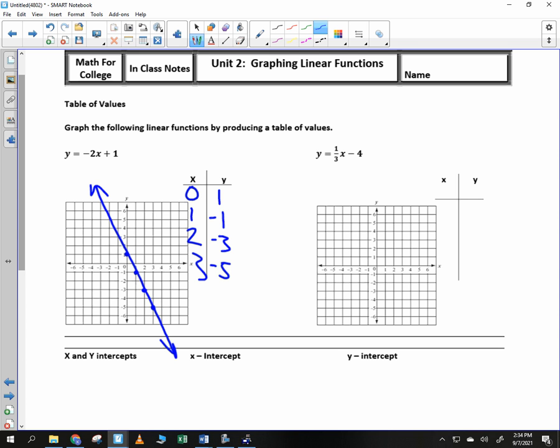That line represents all the solutions that work for that equation. So for example, you see negative 2, positive 5, that's one of the solutions to that equation as well.